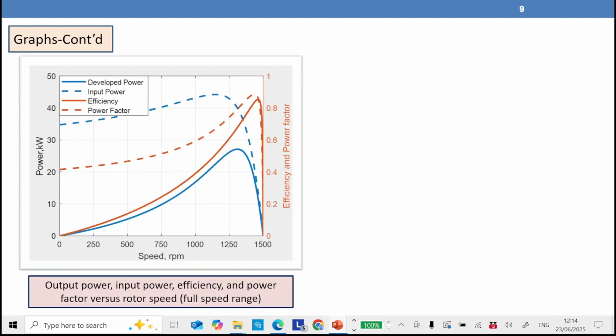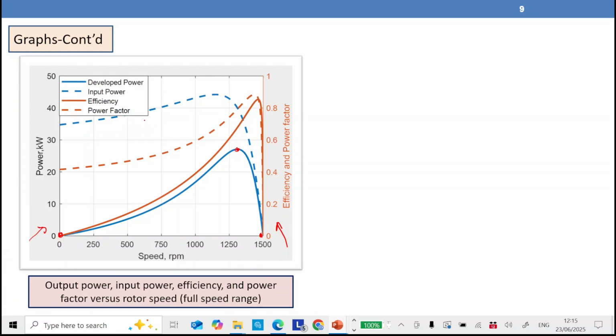So we plotted the figure from 0 up to the synchronous speed. If you look here, we have two axes, the left axis and the right axis. The left axis represents the power input and developed power, the blue color, and the right axis efficiency and power factor, the red or orange color. The solid line for the left axis is the developed power or output power. It starts at 0 speed, where there is 0 power. At synchronous speed there is also 0 power, and we have a maximum developed power at this point.